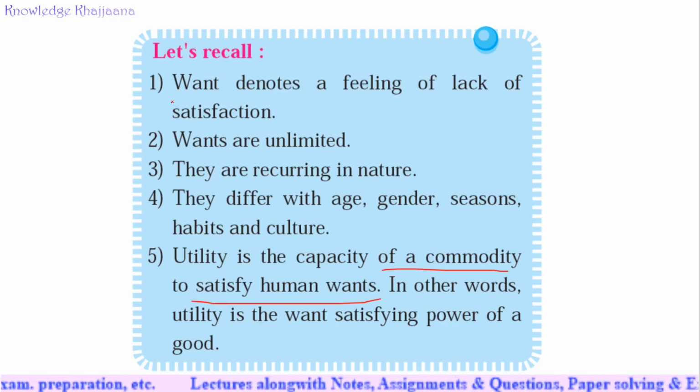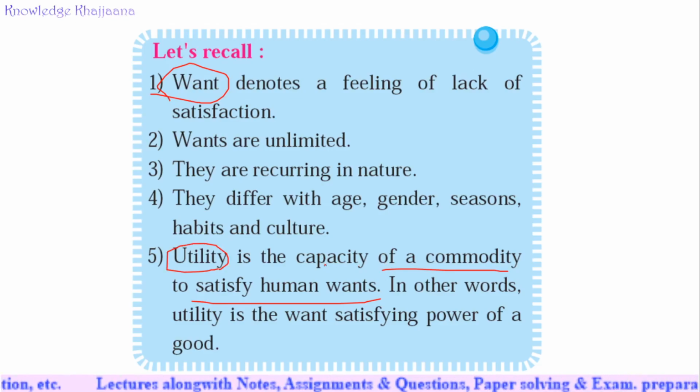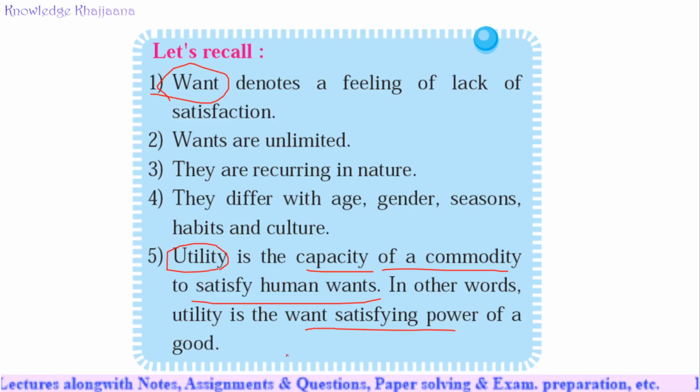See, what you learned in standard 11, human wants. And who satisfies the human wants? Utility, right? Utility is the capacity of a commodity to satisfy the human wants. In other words, utility is the want satisfying power of a good. See, who satisfies? The utility satisfies your want.